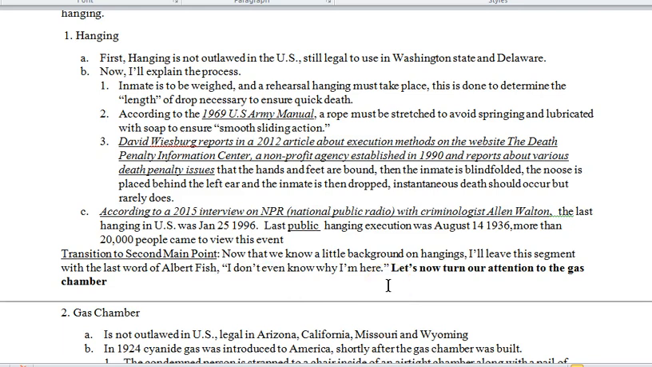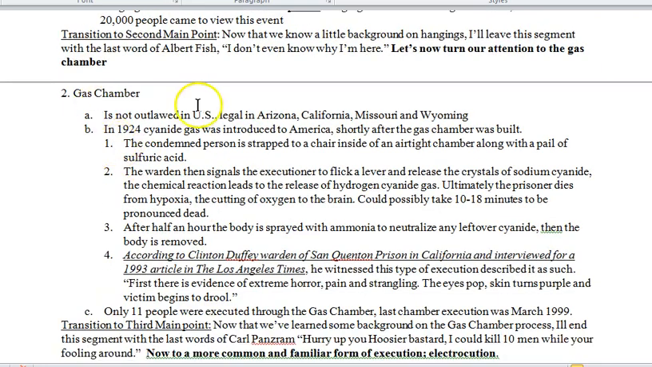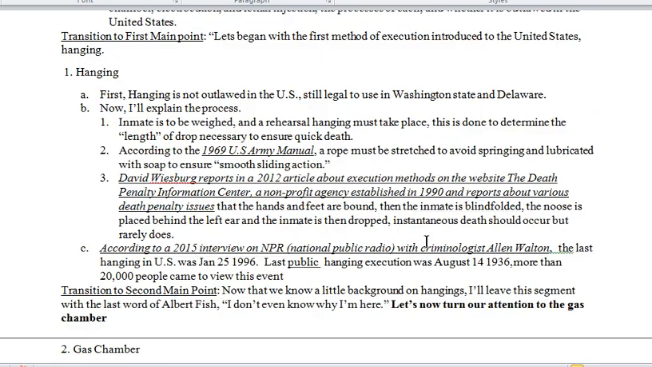That's fine to do something like that, so long as in your transition you also have a very clear preview of where we're going. This told us where we were: now that we have a little background information on hanging, what we just did. Now let's turn our attention to the gas chamber. Okay, that makes the bridge from hanging to the gas chamber. Excellent. So now we know we're going into our second main point, so let's take a look at that. Gas chamber. It's not outlawed in the U.S. That sounds similar to what I heard back here: hanging is not outlawed in the U.S.